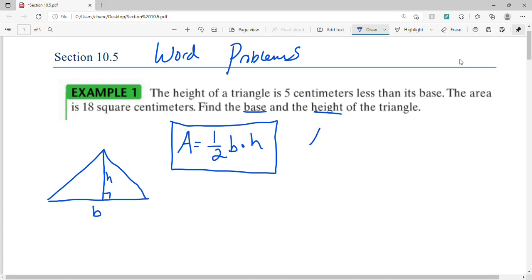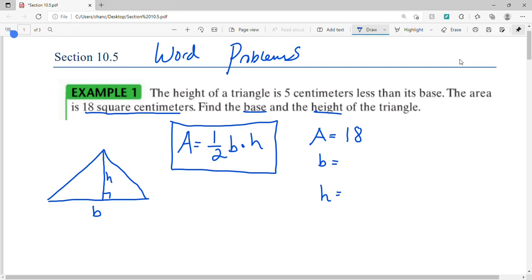Then I list what we know. So we are looking for A, B, and H here. We want to know what we know and what we don't know. So what's the area? The area is given as 18 square centimeters. So we could write down 18 for the area.